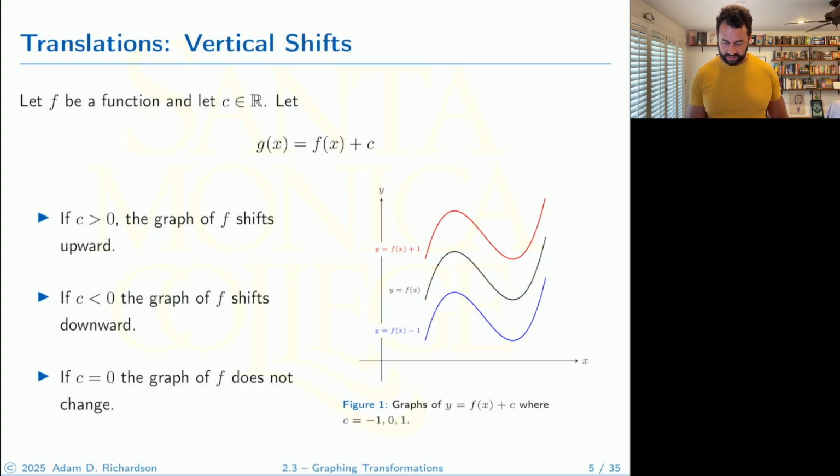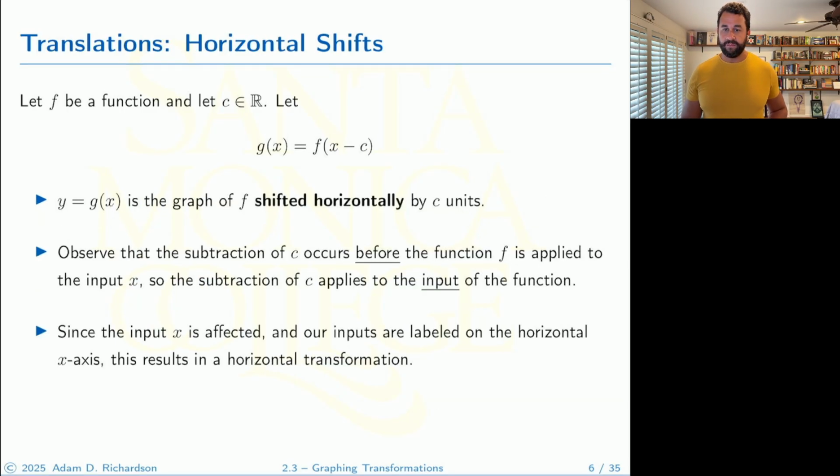So here, this is the figure that shows the original graph of f shifted up by 1, and f shifted down by 1. So very intuitive. If you add something to the output of a function, that shifts the graph vertically by however much you added, the value of however much you added, all right? Okay. Now let's talk about horizontal shifts.